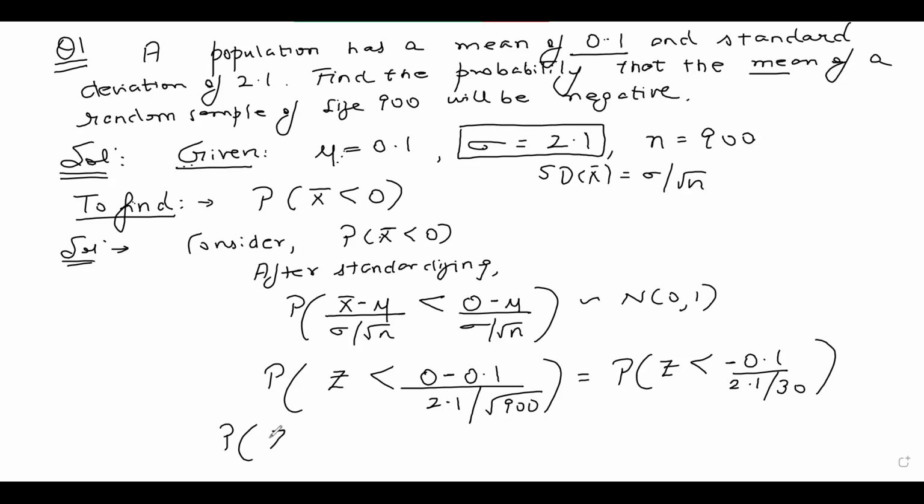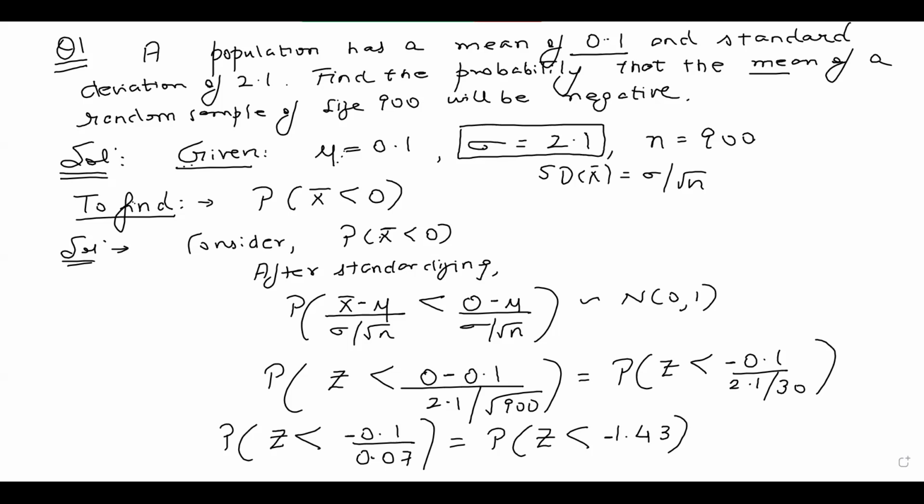So this will be probability of Z less than, if I quickly use calculator, students are allowed to use a calculator by the way. So if I quickly calculate, this is Z less than negative 0.1 over 2.1 divided over 30, which comes out as 0.07, which will be probability of Z less than negative 0.1 divided over 0.07, which comes out as negative 1.43. So we need to find out what's the probability of Z taking the value less than negative 1.43.